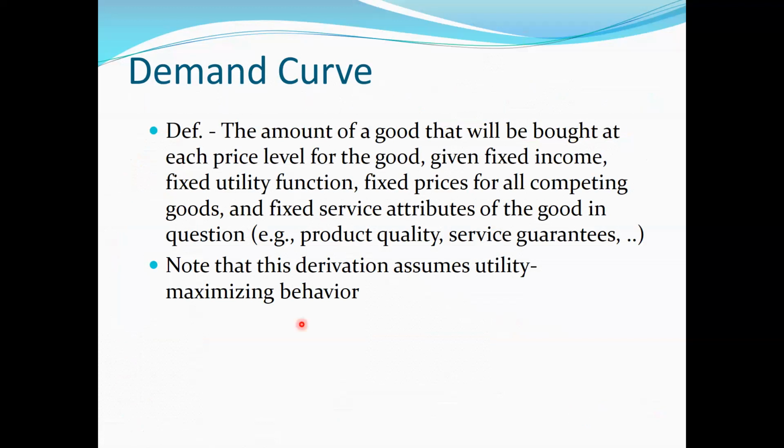So the definition of demand curve is the amount of good that will be bought or the services that will be consumed at each price level for that good, given fixed income, fixed utility function, fixed prices for all competing goods, fixed service attributes. So everything else being fixed, if the price of a particular good changes, how much will the quantity demanded change? And remember, this always assumes utility maximizing behavior. You always assume that you're trying to maximize your utility. And the demand curve is, in fact, downward sloping always.